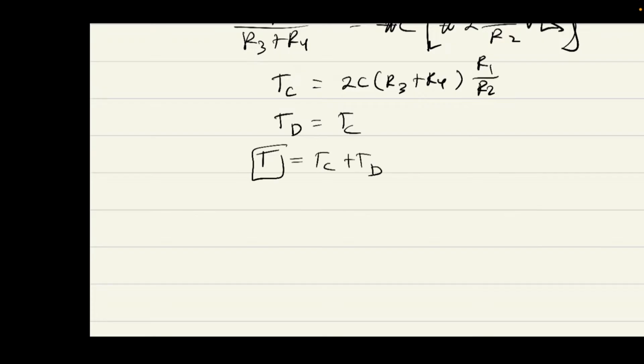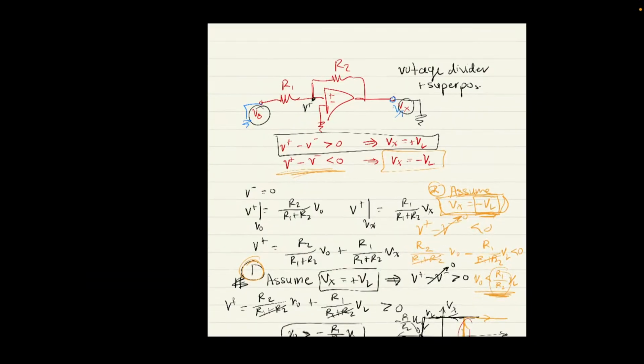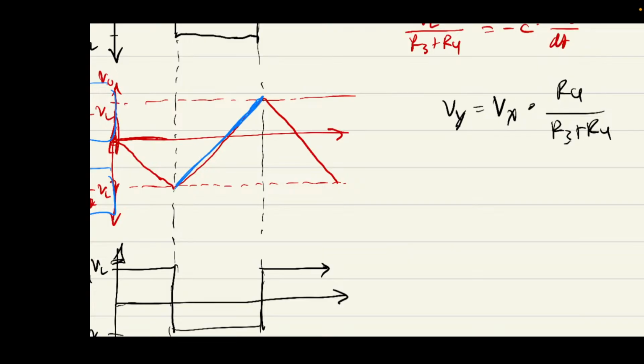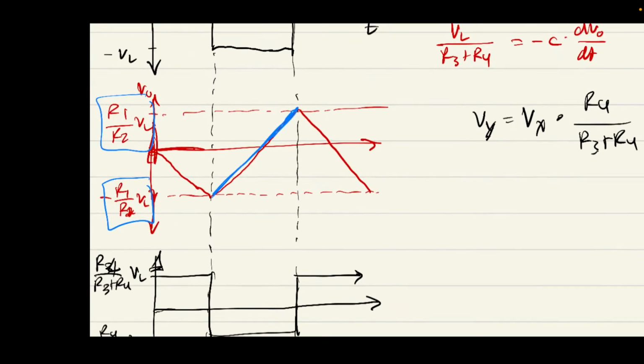So the total period, and actually, before I move on, let's highlight what I'm finding right now. Tc is the time to charge. It's this length here. And then this is when the capacitor is discharging.